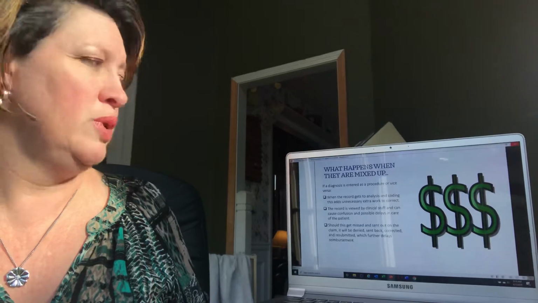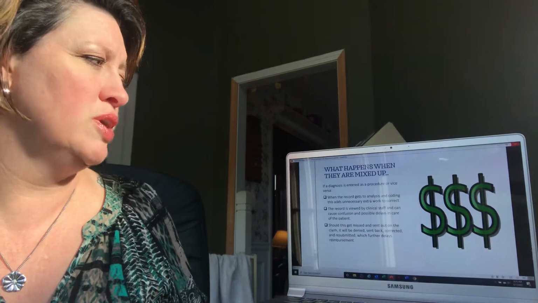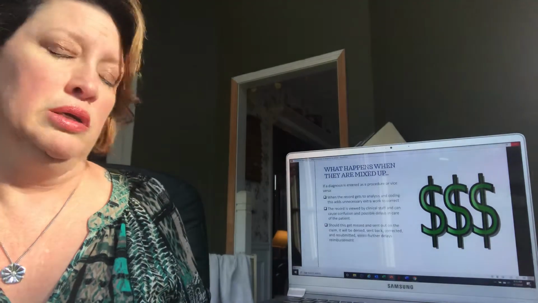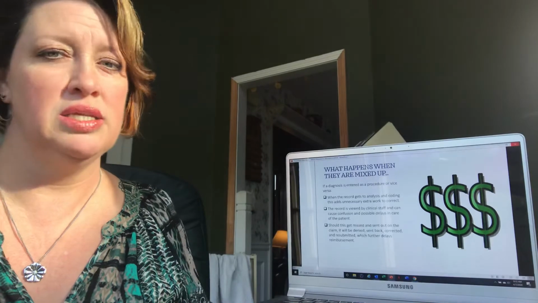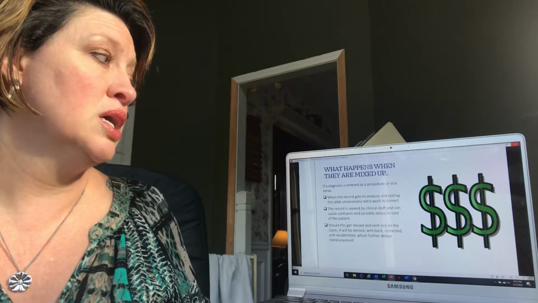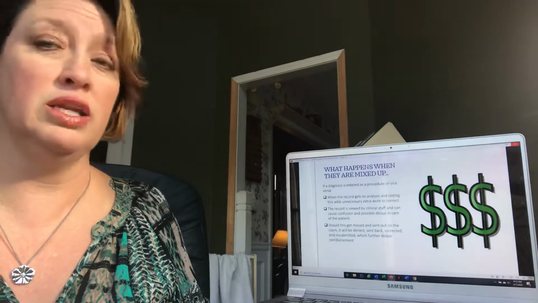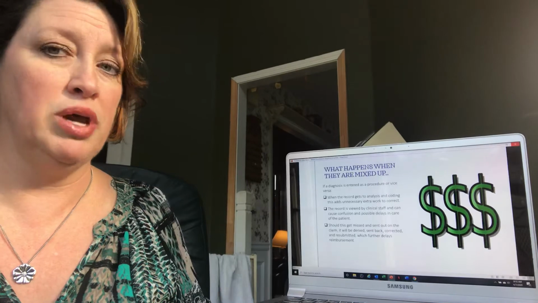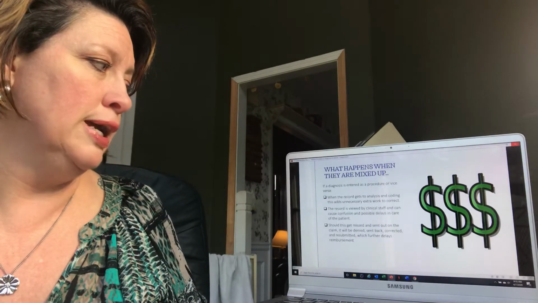So what happens when we mix these up? If you enter a diagnosis as a procedure, or vice versa, one thing that can happen when the records get to analysis and coding is that it leads to unnecessary work for them to go back and correct these mistakes. If left incorrect, the record can be viewed by clinical staff and cause patient care confusion and delay in their proper care.